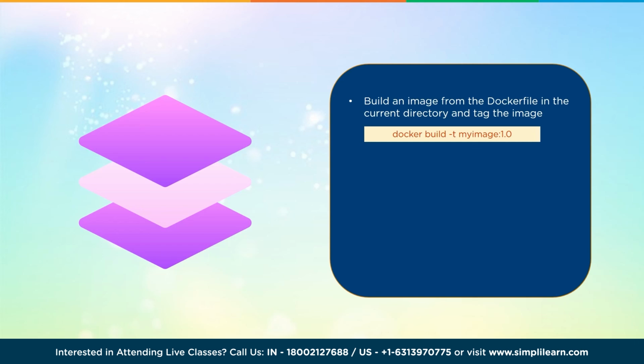-t is the tag, that is, what name you are giving to the image you are building. Here we are using a tag name called my image, and after the colon we provide the version we want, like 1.0, 2.0, 5.0. So whatever version you want to refer to, you can do that.